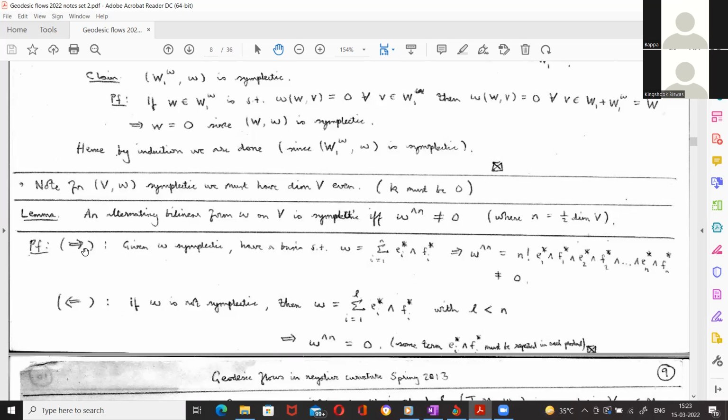So the forward direction: suppose we're given that omega is symplectic, then we have a basis such that omega is a sum of the two-forms ei star wedge fi star, right? So what will omega wedge power n be? Well, remember that if I take the wedge product of two-forms, or any number of two-forms, the wedge product will be symmetric, right? It won't be skew symmetric. The wedge product will be symmetric on two-forms. Yes?